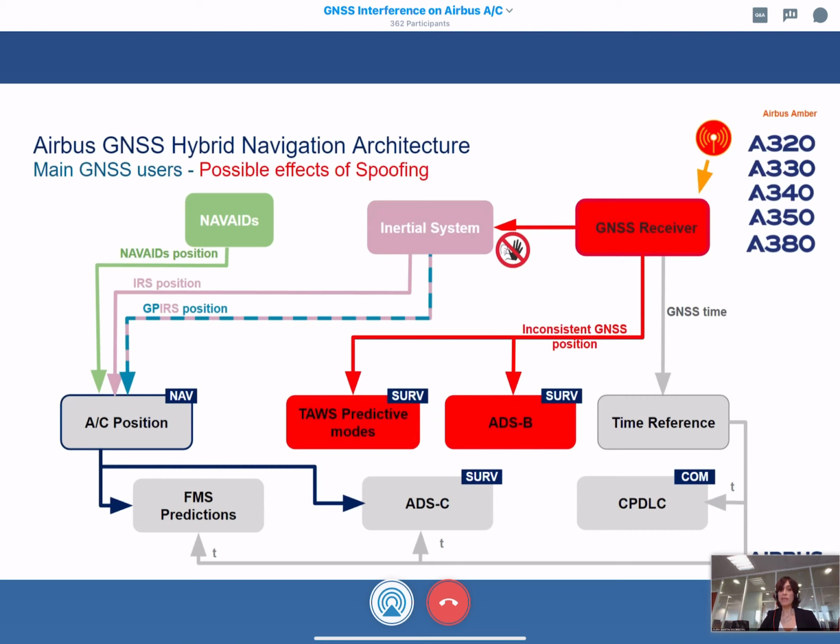As very well explained by Laurent, an erroneous or inconsistent GPS position is not expected to affect the aircraft position. Actually, the inertial system acts as a barrier with the ADIRS switching to coasted mode. But as you can see here, an inconsistent GNSS position can go through the surveillance system, and the TAWS predictive modes and the ADS-B functions will use it.